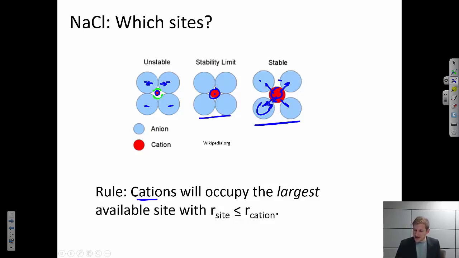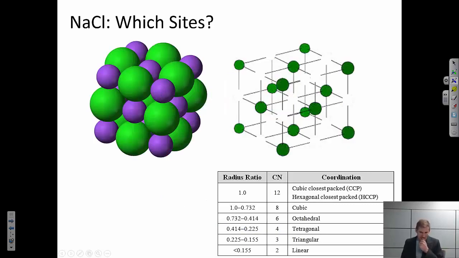So as this cation gets larger and larger, at some point we're not going to have a stable configuration anymore because the cations will be impinging on other cations. And so we come back to the rule that cations want to occupy the largest available site that is a little bit smaller than they are. So let's think about this in terms of sodium chloride, and we can think about this in terms of the radius ratio of the cation to the anion.